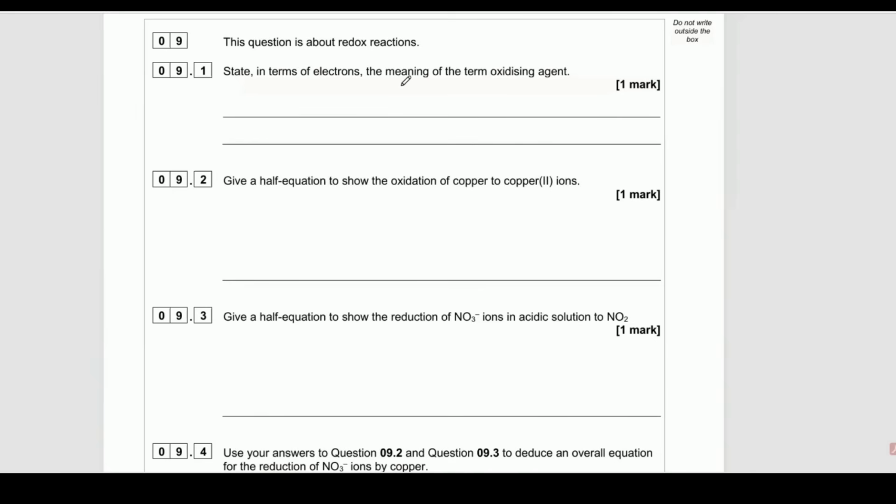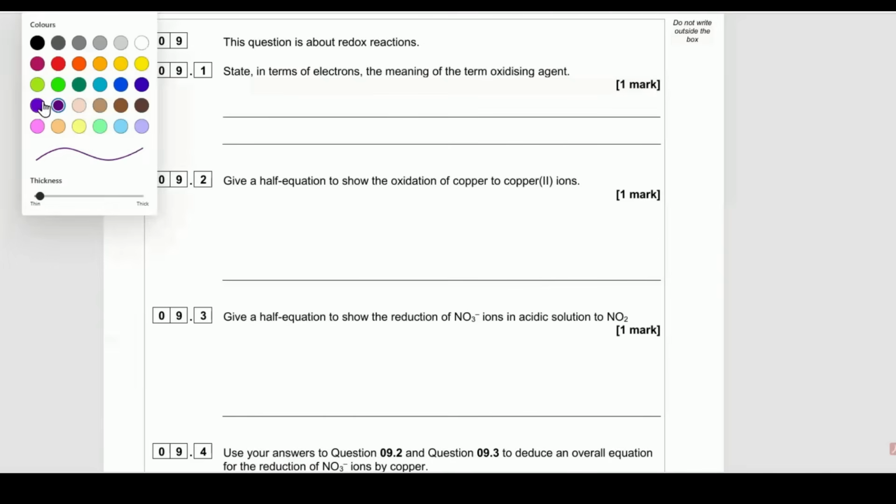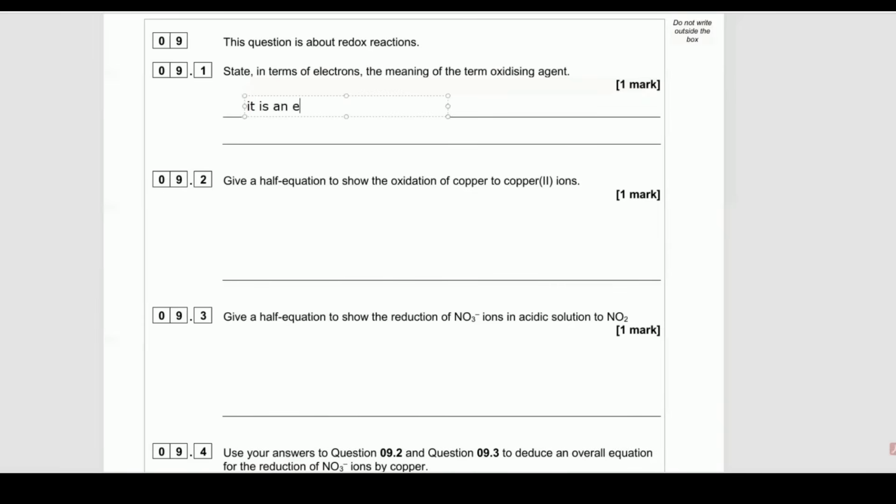What you're looking at here is, what does it mean to be an oxidizing agent? Well, an oxidizing agent is something that causes another atom to lose electrons. So itself is getting reduced. An oxidizing agent itself gets reduced. Well, what does that mean? That means that it must be taking on those electrons. So what we can say about an oxidizing agent is that it is an electron acceptor.